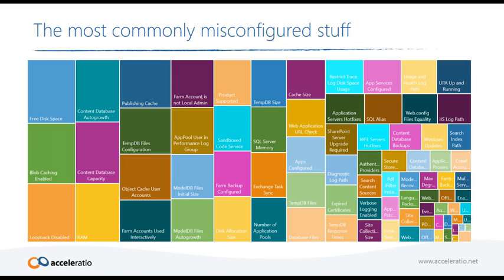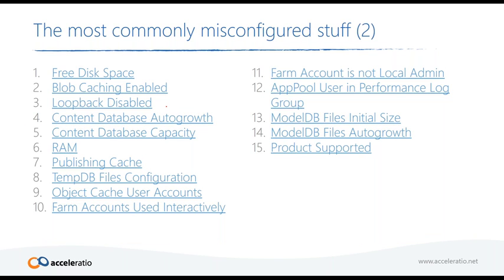Some of those we discussed today: loopback checks, not enough memory, not enough free disk space, database autogrowth misconfigured, database capacity, blob caching not enabled, publishing cache, and stuff like that. So there are many things that typically happen to people, and these are the 15 most common ones. Every link here takes you to the article that explains in more detail how to fix that. I think I mentioned most of these today, and if you want to learn more, this is the place where you can do that.